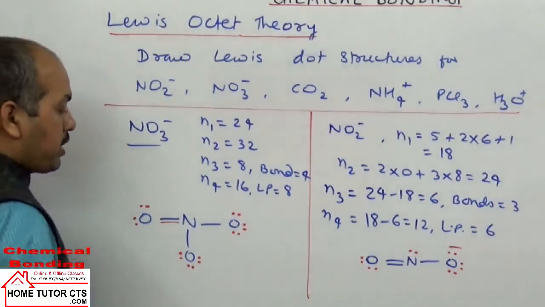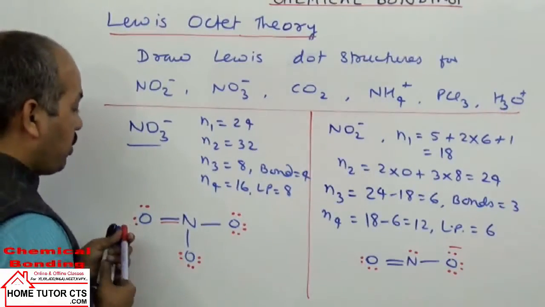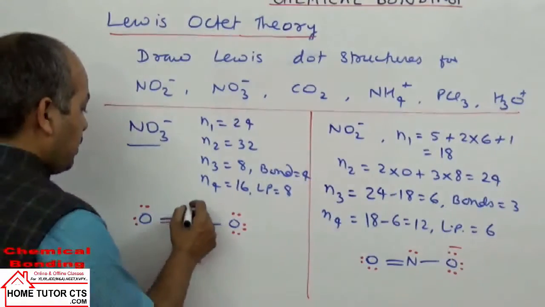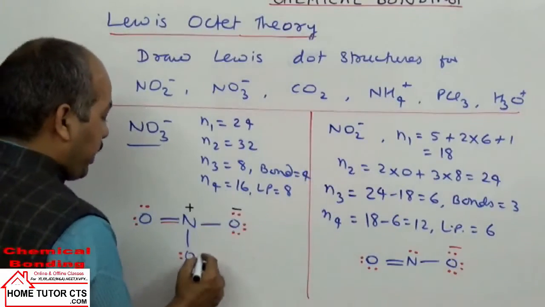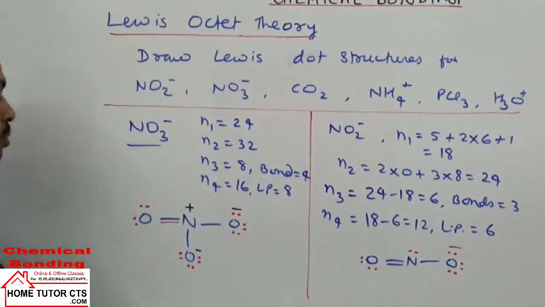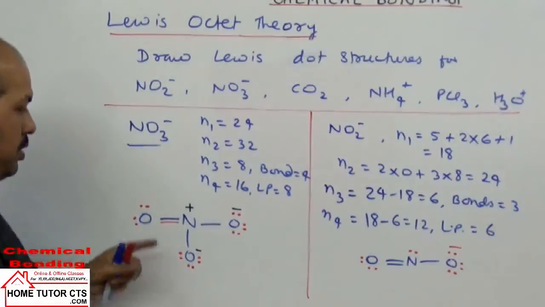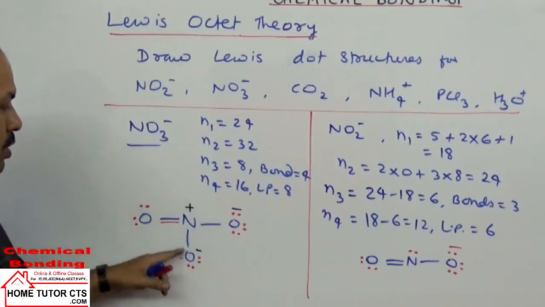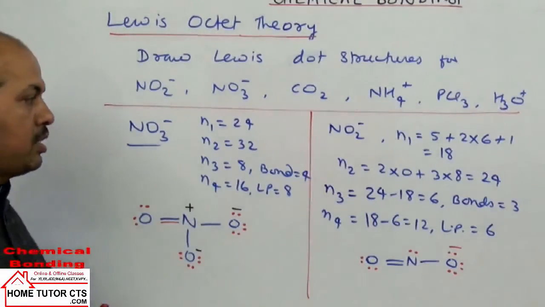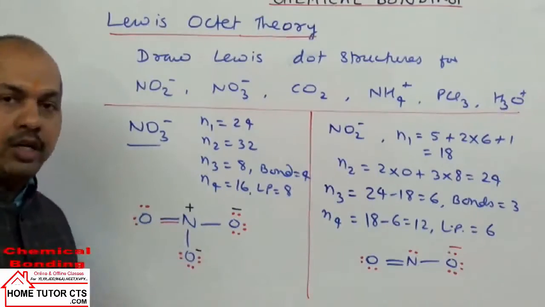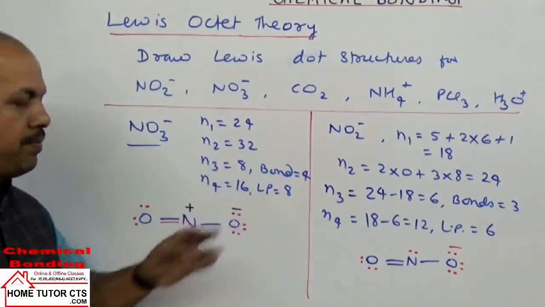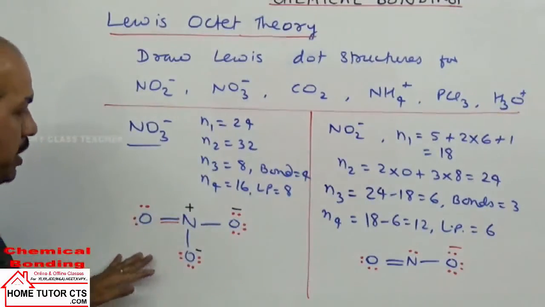And then formal charge calculation: nitrogen has +1 formal charge. This O will have -1, this O will have -1 formal charge. That is how we can draw the formal charge of the atoms. You can find the formal charge: first calculate, then put the values of formal charge on the atoms. I hope it is clear.